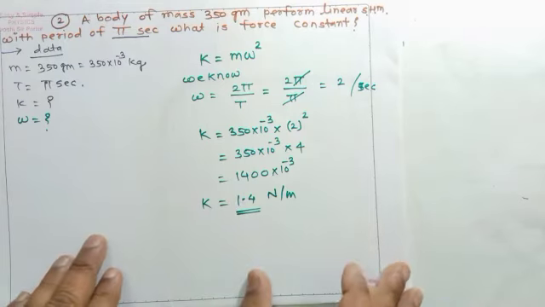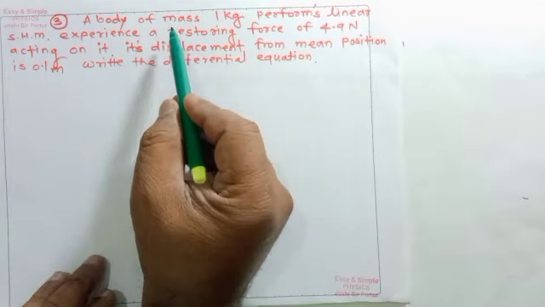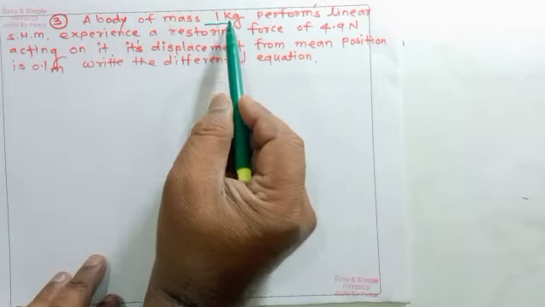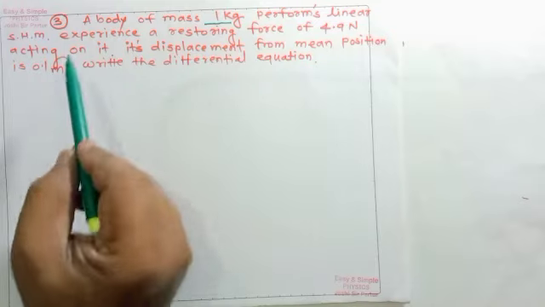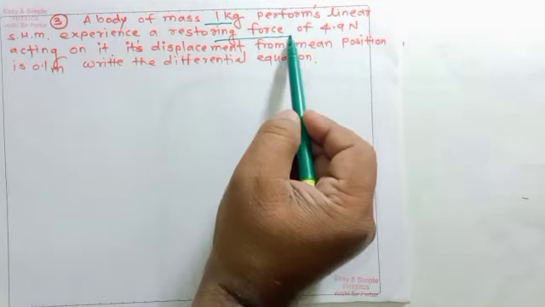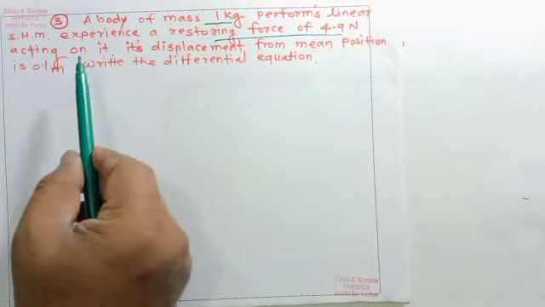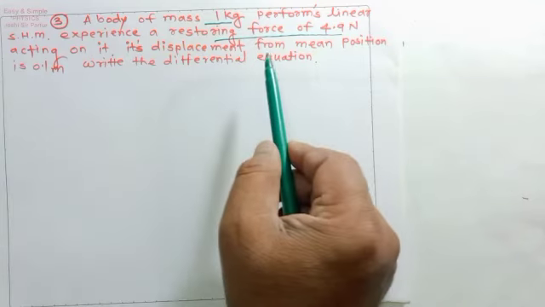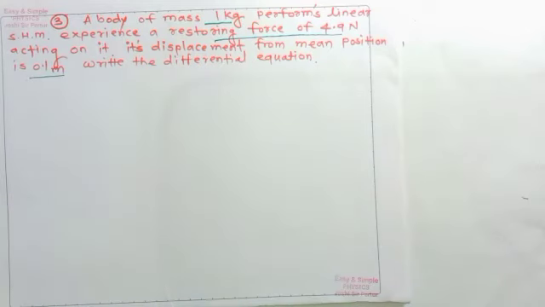Again, if we solve the third example, that third example will be: a body of mass 1 kg performs linear simple harmonic motion. It experiences a restoring force of 4.9 Newton. Force is given, it will be 4.9 Newton, acting on it. Its displacement from mean position is 0.1 meter.